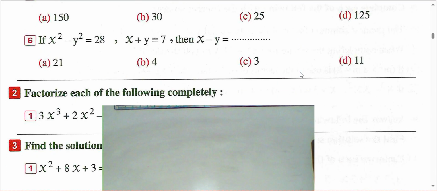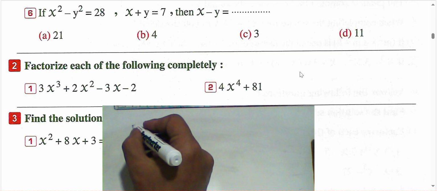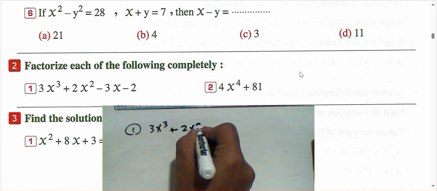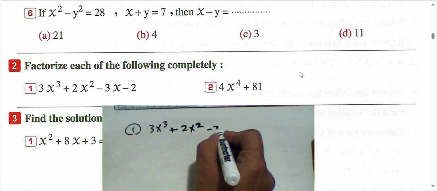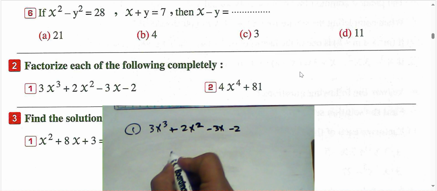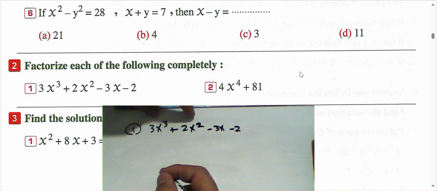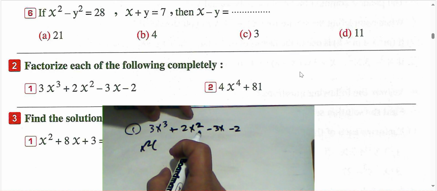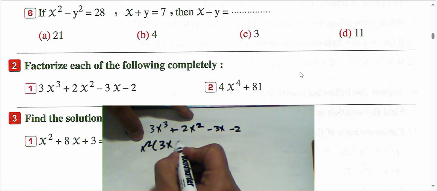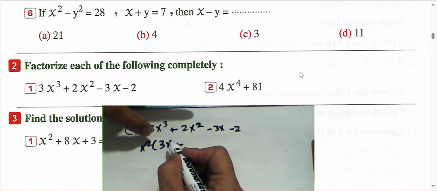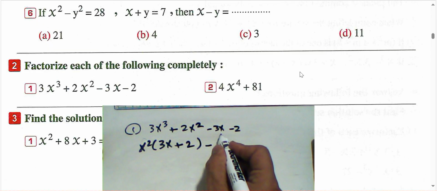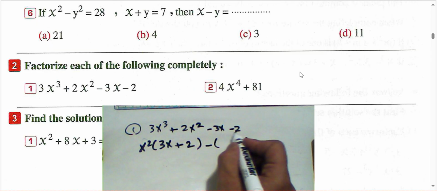Question number 2. Factorize each of the following completely. Number 1. 3x power 3 plus 2x power 2 minus 3x minus 2. We have 4 terms. We can write between two terms here x power 2 as common factor between two terms. 3x power 3 divided by x power 2 will be 3x. 2x power 2 divided by x power 2 will be 2. And here write negative as common factor, negative 1.